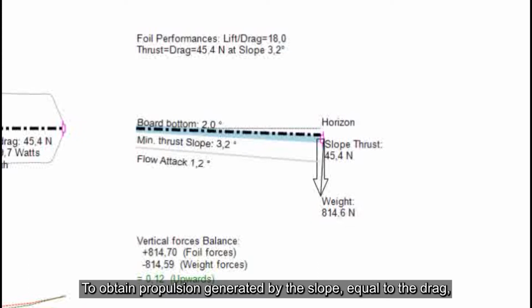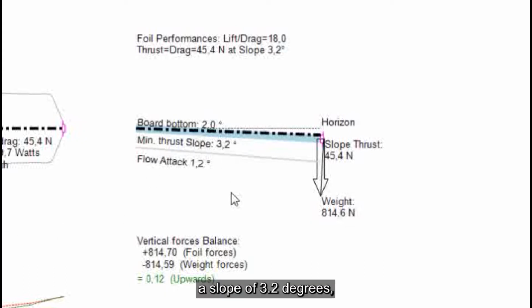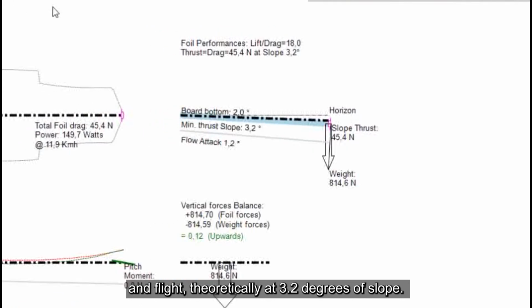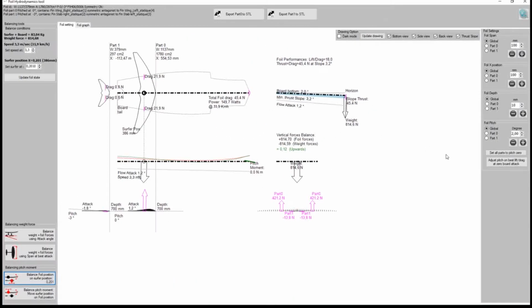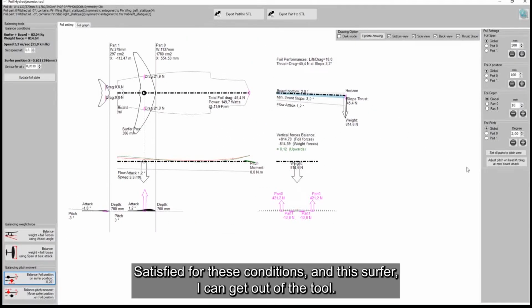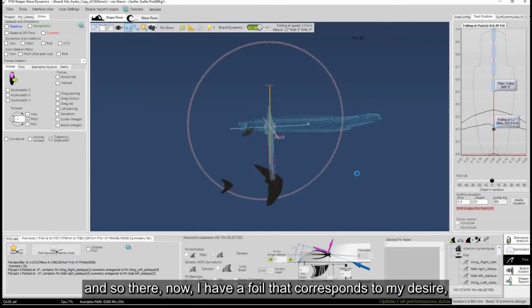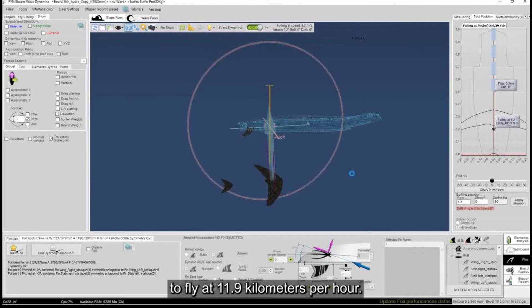To obtain propulsion generated by the slope, equal to the drag, we would need a slope of 3.2 degrees. So this foil is able to maintain its speed and flight, theoretically at 3.2 degrees of slope. Satisfied for these conditions, and this surfer, I can get out of the tool. And so now, I have a foil that corresponds to my desire to fly at 11.9 kilometers per hour.